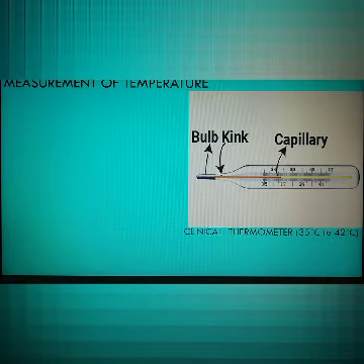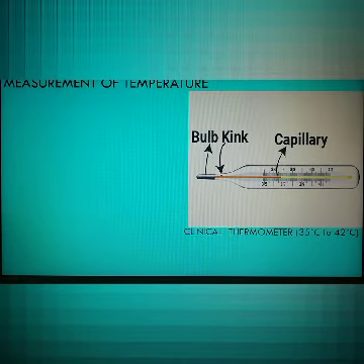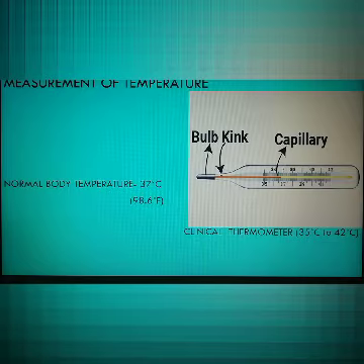I'll tell you the function of the kink later. This clinical thermometer measures a temperature between 35 degrees and 42 degrees Celsius. This is because the temperature of a normal human being cannot fall below 35 degrees and cannot rise above 42 degrees, otherwise that person will be dead. The normal body temperature of a healthy person is around 37 degrees, the average normal temperature for healthy people. In another scale, the Fahrenheit scale, it is 98.6 degrees Fahrenheit.